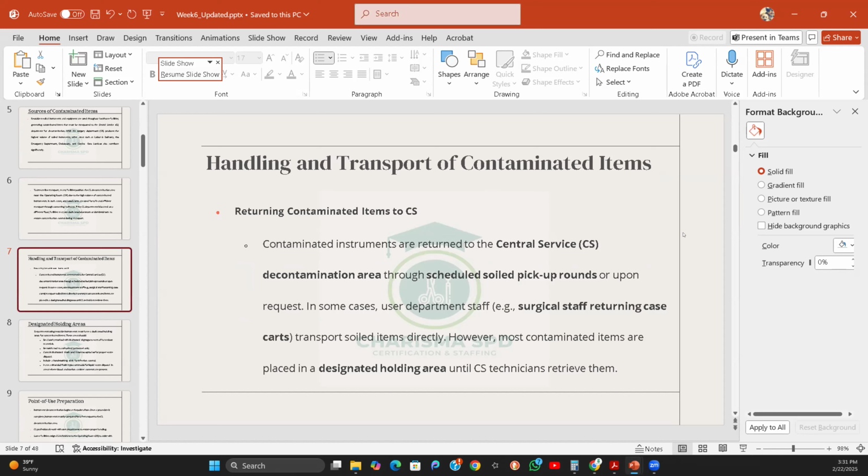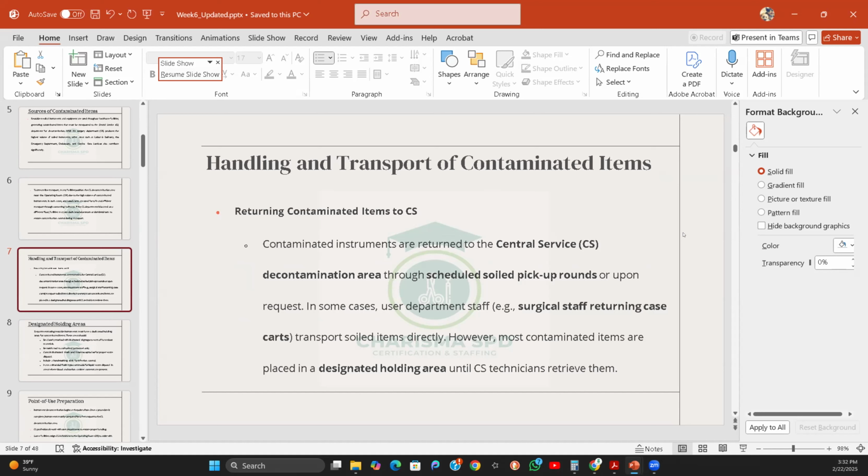So ideally, the expectation is that the OR should be located closer to Central Sterile Processing Department. However, it is not always the case. Depending on the hospital setup, contaminated instruments could travel a certain distance. And if they need to travel, certain procedures or principles have to be followed, and we shall be looking at those principles shortly. All right. Any questions so far with this slide?